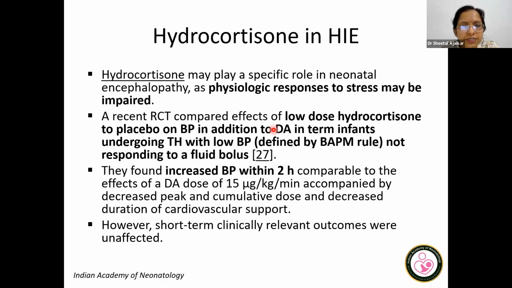So this RCT has shown that hydrocortisone is a second line drug which can be used, because there can be relative adrenal insufficiency in HIE, and so hydrocortisone can help in HIE.